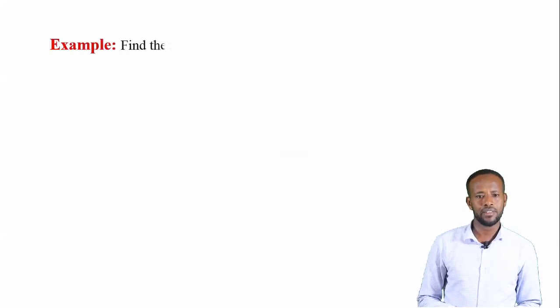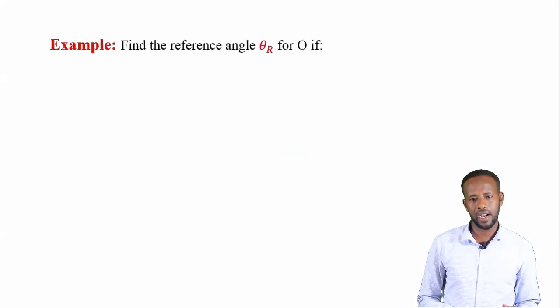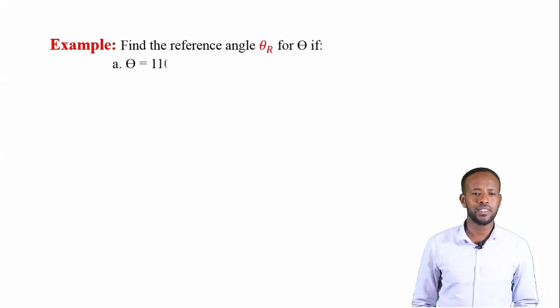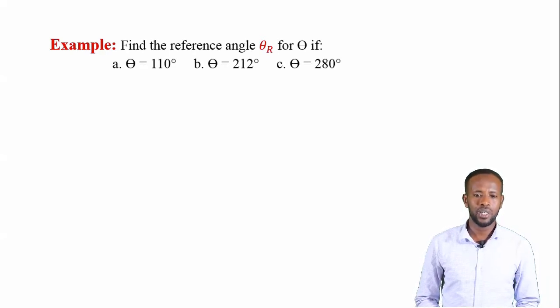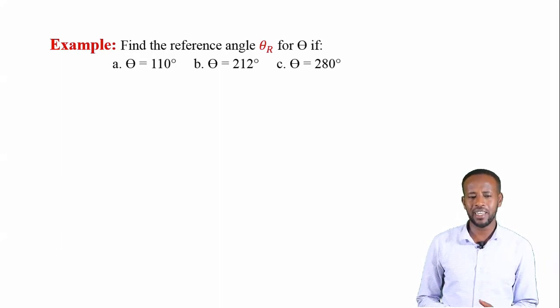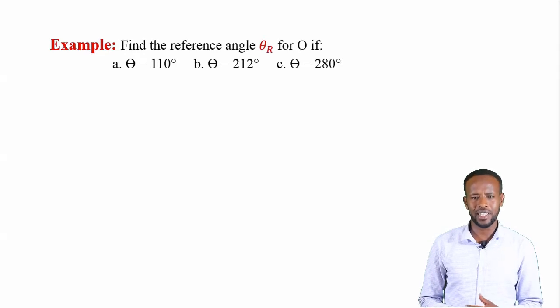Example: find the reference angle theta r for theta when theta is 110 degrees, when theta is 212 degrees, and when theta is 280 degrees. Let us find the reference angles of these three. As you know, these angles are greater than 90 degrees. They are above the first quadrant. So what will be the reference angle?